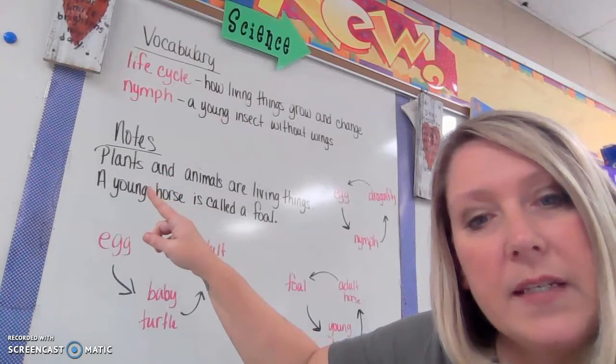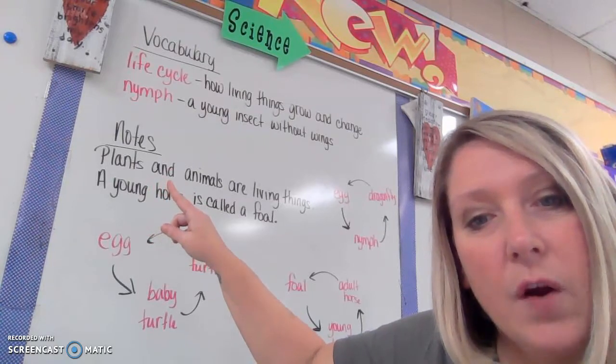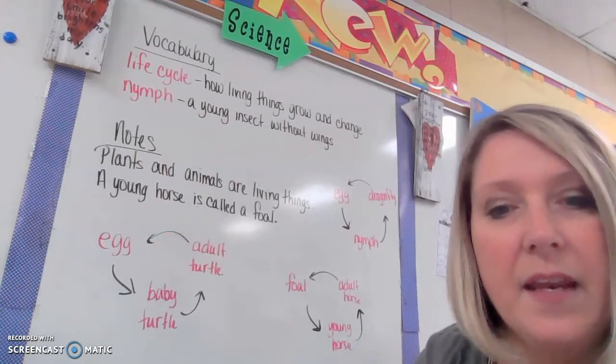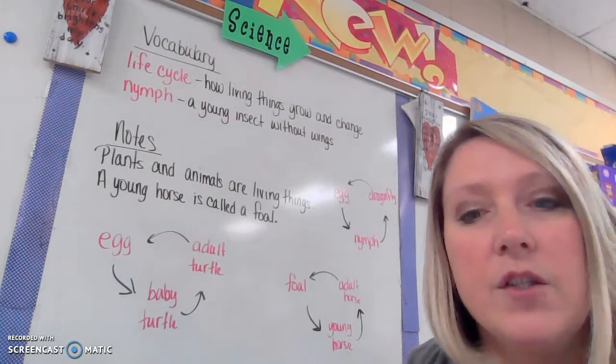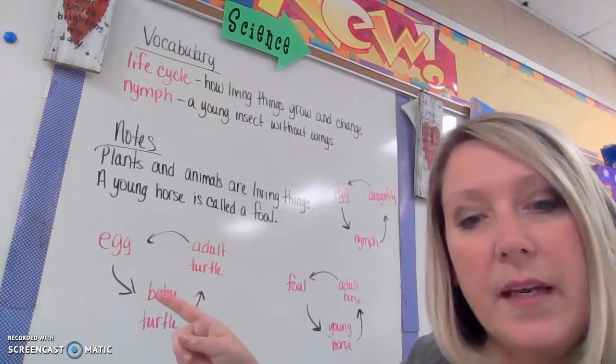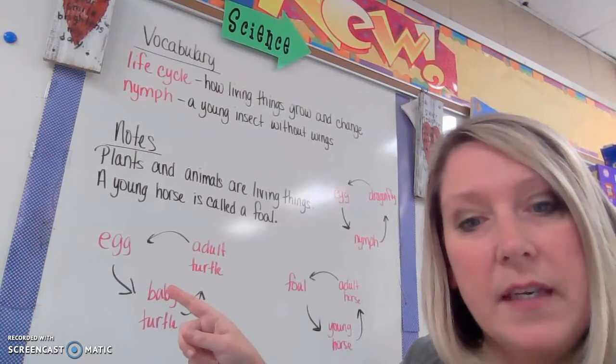A couple of notes that I've written down: plants and animals are living things, and a young horse is called a foal. And then as you can see, I have 3 drawings showing the 3 life cycles that we've talked about so far. This first one here is the life cycle of a sea turtle.